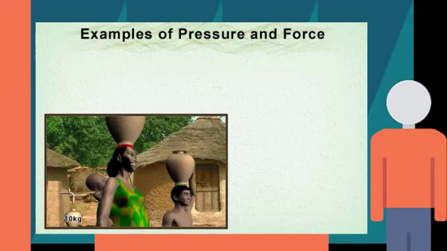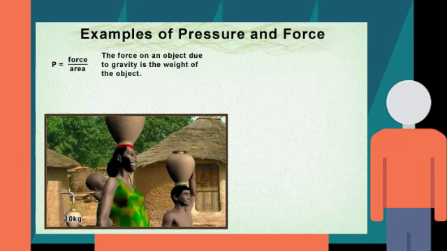Take a look at the following examples of pressure and force. Pressure is force divided by area, and as you learned in the previous scene, the force on an object due to gravity is the weight of the object. For objects on Earth, pressure can be weight divided by area. For example, a bucket of water might have a weight of 10 kilograms.